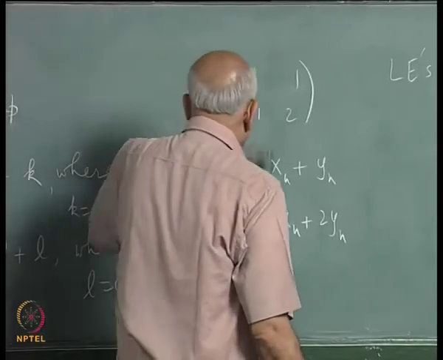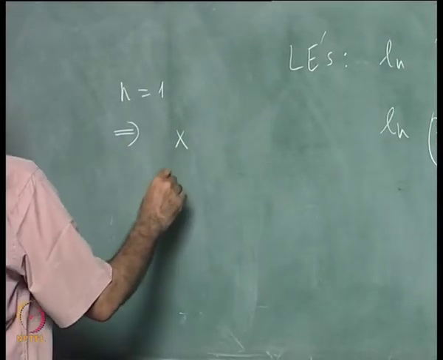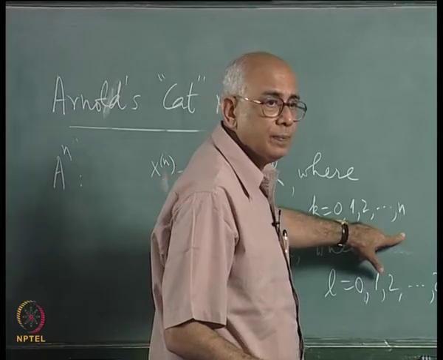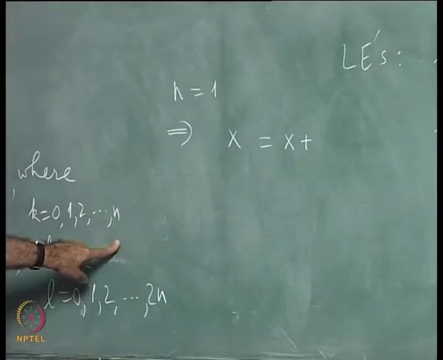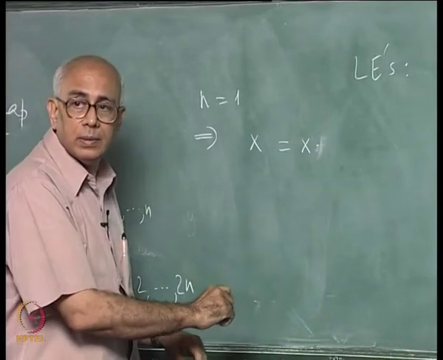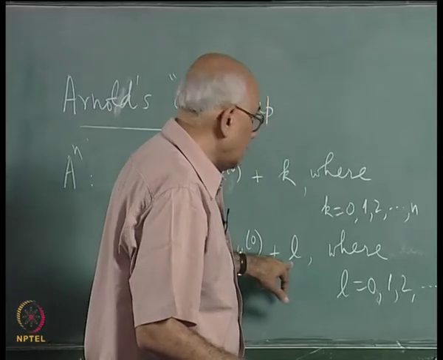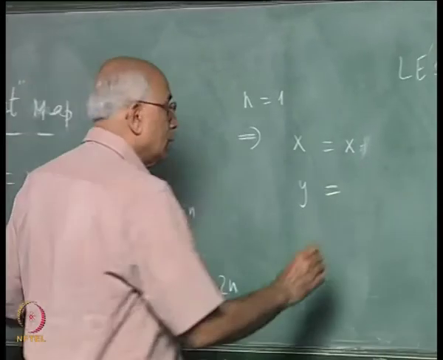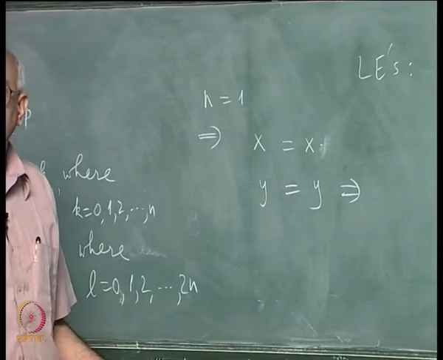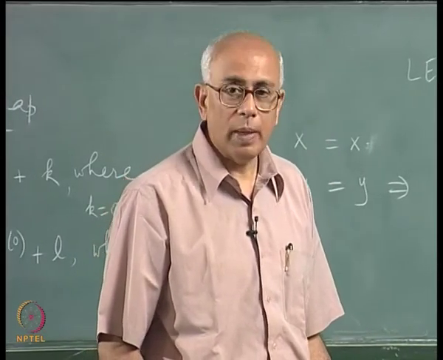So let us look at the map itself. So n equal to 1 implies that any fixed point must satisfy x equal to x plus k, where k can be either 0 or 1, but now you have imposed the modulo 1 condition. So what is the only possibility here? 0. So it must satisfy this. Similarly, y must be equal to y plus, and the only thing you can have here is a 0. Under iteration, what is the only fixed point now? This is the only fixed point, the origin is the only fixed point of this map, nothing else.